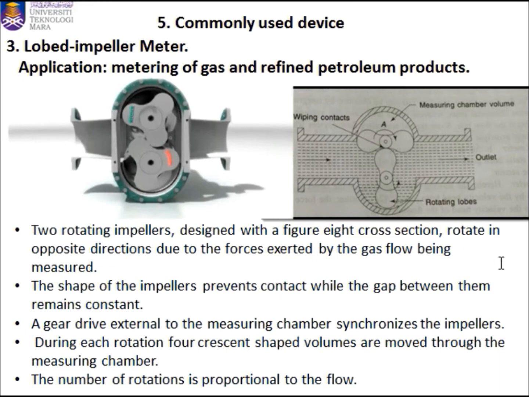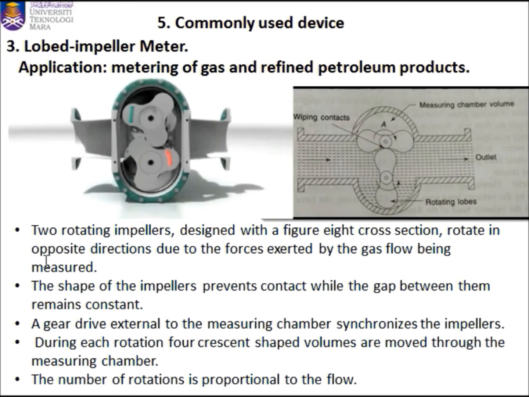Okay, so the application is metering of gas and refined petroleum products. After this, I will show you a video about how the lobe impeller meter works. As you can see here is the inlet and outlet, and this is the rotating lobe. Up and down, the measuring chamber volume is here. And this is a wiping contact.